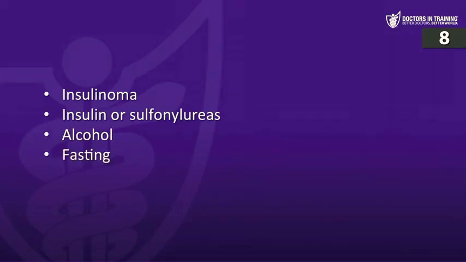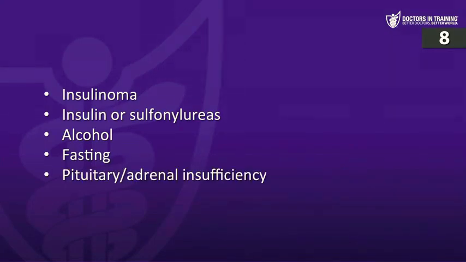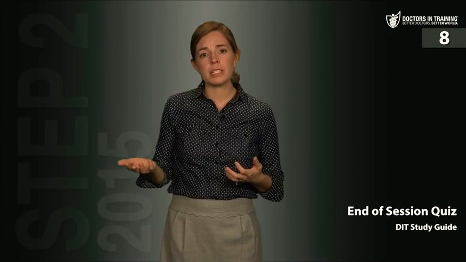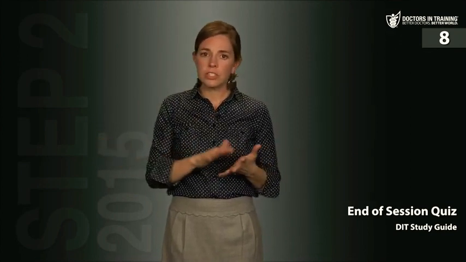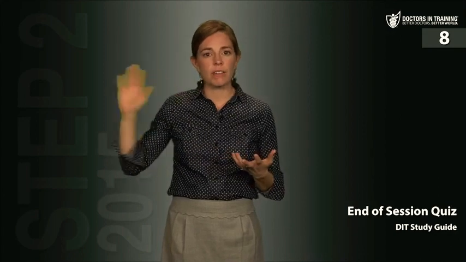Alcohol, fasting plus another underlying disease like liver failure. Adrenal or pituitary insufficiency. You would really need something in the question stem to point you toward one of these things. And what causes hypoglycemia in people with diabetes? Almost always medications, too much insulin or other diabetes drugs, which we'll cover later.